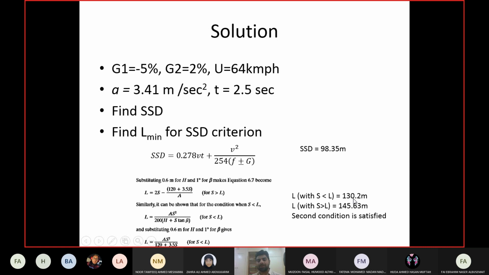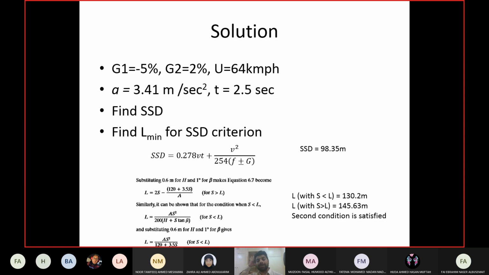Now you take the other value, 130 meters. 130 meters is for the scenario S is less than L. So is S less than L? Yes. S is 98, L is 130, so S is less than L. So it is proved. The final value for the sight distance criteria is 130 meters.